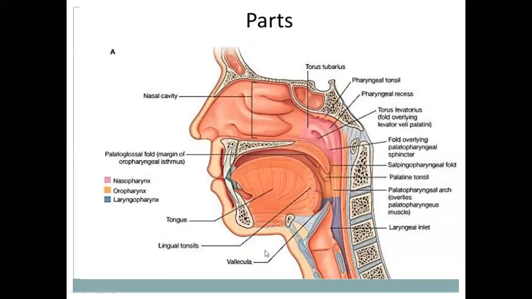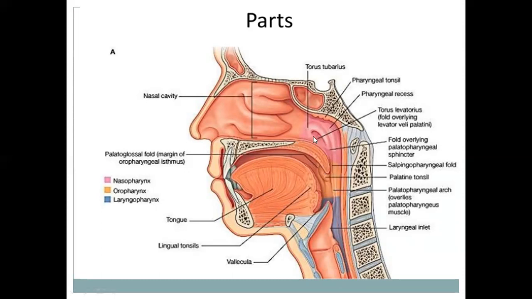So these are the different parts of the pharynx. This is the nasopharynx, posterior to the nasal cavity and above the soft palate. And this is the pharyngeal isthmus. The isthmus is formed between the soft palate and the posterior pharyngeal wall. So it forms the opening which connects the nasopharynx to the oral cavity.